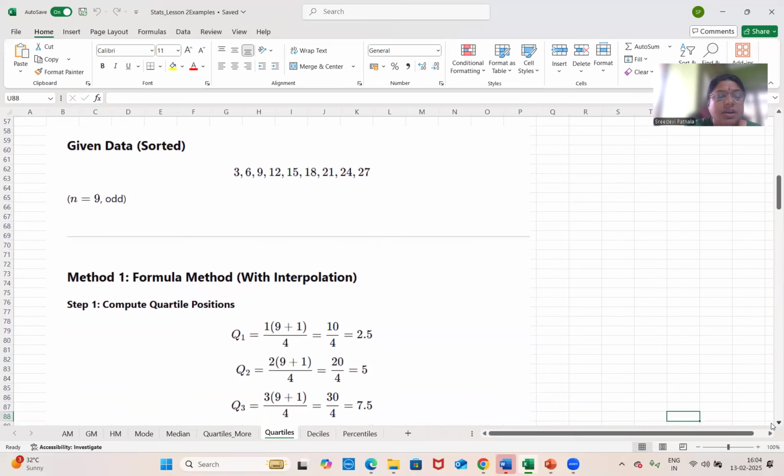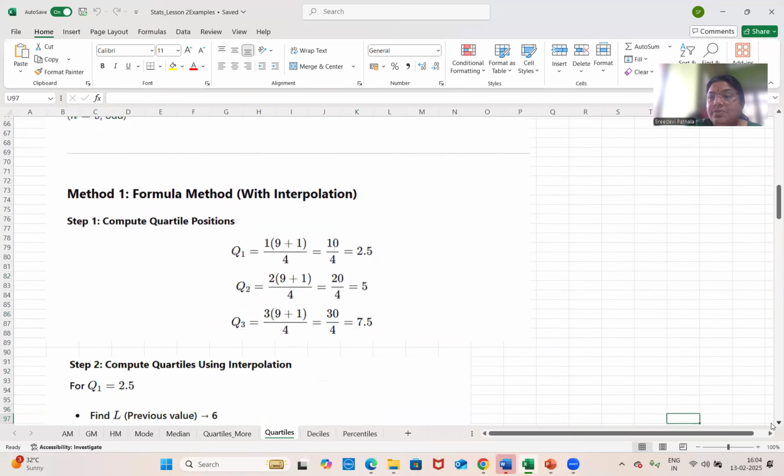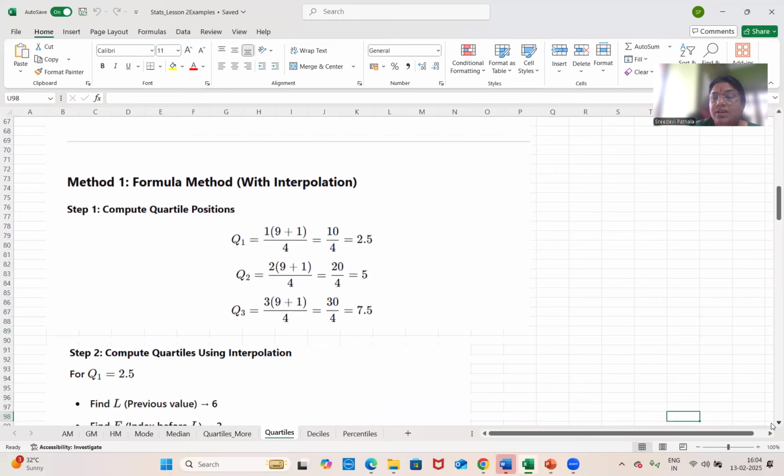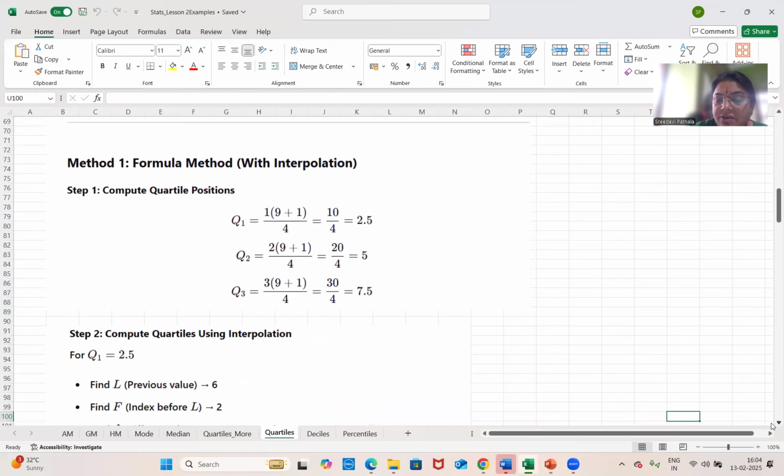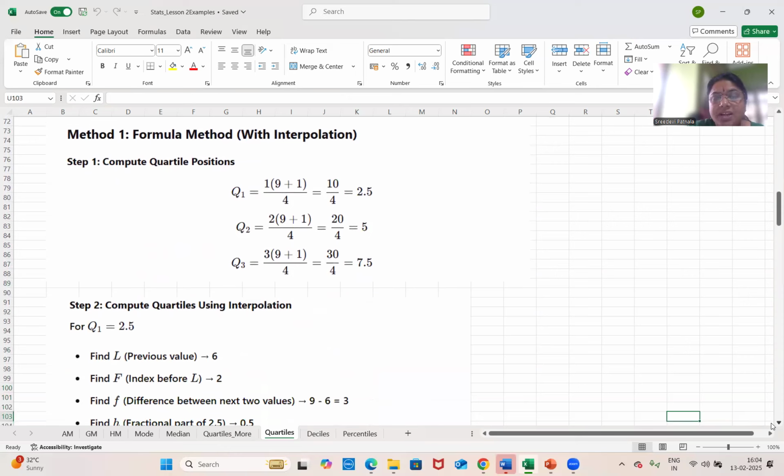Now let's understand with n odd. The first method is the formula method, using k into (n plus 1) by 100. When calculating, k is 25 for Q1, 50 for Q2, and 75 for Q3. The n value, the number of values, is 9. Just calculate, and you will have 2.5, 5, and 7.5. Now you have got the quartile positions Q1, Q2, Q3. Now what are this 2.5 and 7.5?